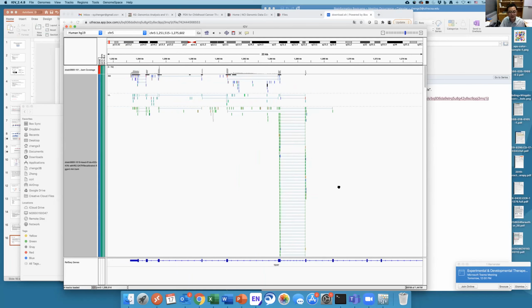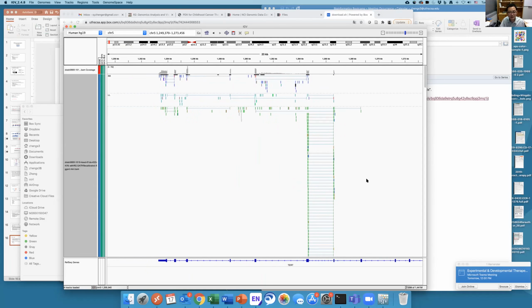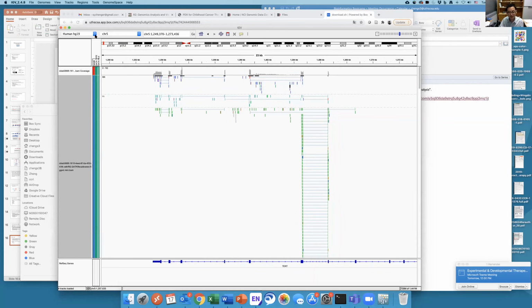So I highly recommend the group use IGV because I think its visualization helps a lot with finding the right patterns to go further beyond the expression. Okay, so that's pretty much it.